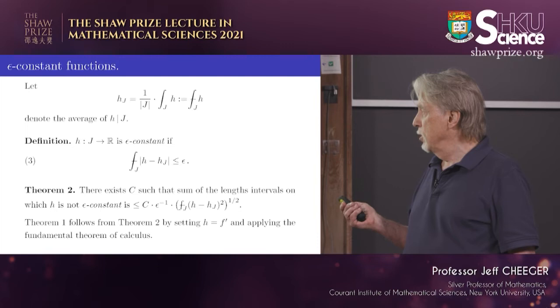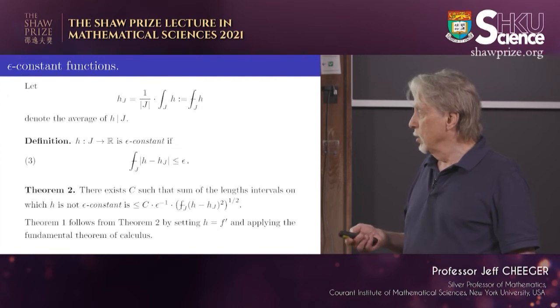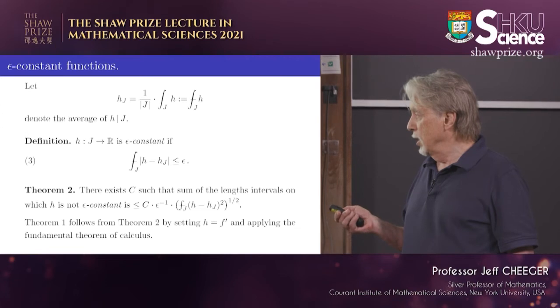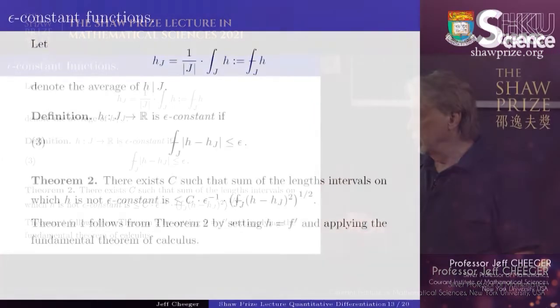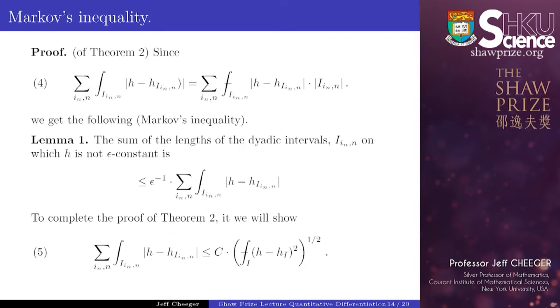The sum of the lengths of the intervals on which h is not epsilon constant is bounded by a constant times epsilon inverse, and then times this, which depends on the function h. And as before, this is the best possible statement. And then to get Theorem 1 about almost linearity from this theorem, we just look at the case where the function h is the derivative of our function f, and then we apply the fundamental theorem of calculus, that the function is the integral of its derivative with a suitably chosen constant.